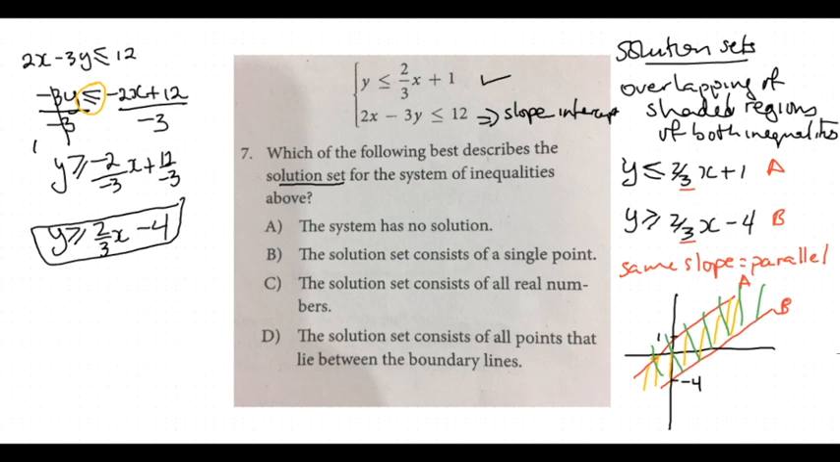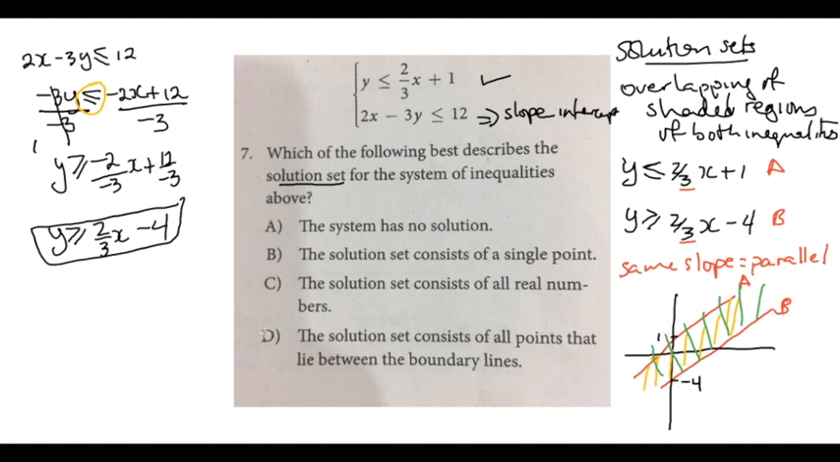Only if there wasn't any overlapping at all could you say the answer is A, but it's not A. There is overlapping. The system set consists of a single point. This is incorrect, because a solution set consisting of a single point is only when you have lines. This is inequalities. The solution set consists of all real numbers. That's not correct. The solution set consists of all points that lie between the boundary lines. This is correct. So your answer is actually D, right?